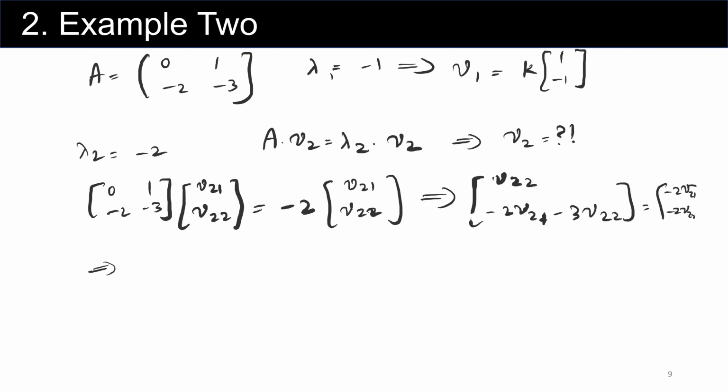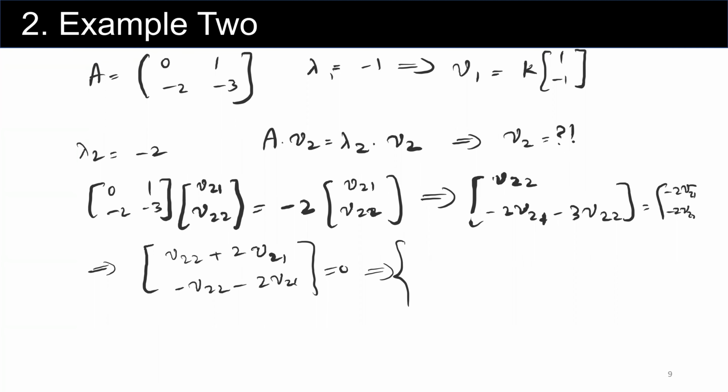All right, so bring that to this side. You're going to have V22 plus 2V21, we have minus V22 minus 2V21. This is equal to 0. So first equation tells us V22 is minus 2V21. Second equation tells us the same thing. V22 is minus 2V21. All right.